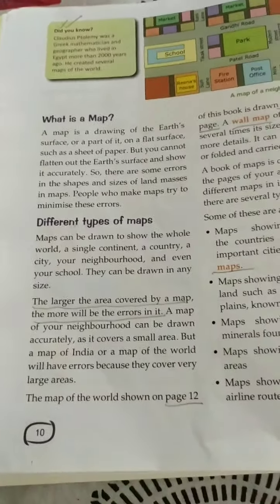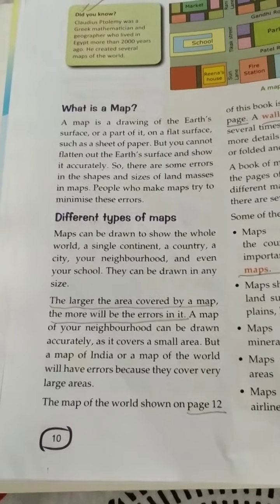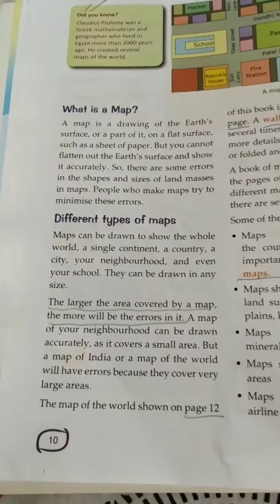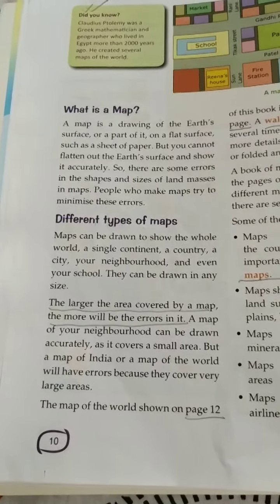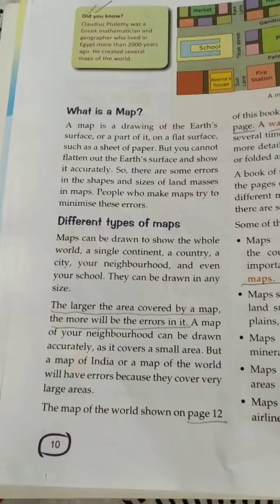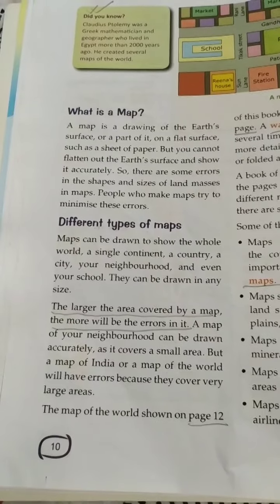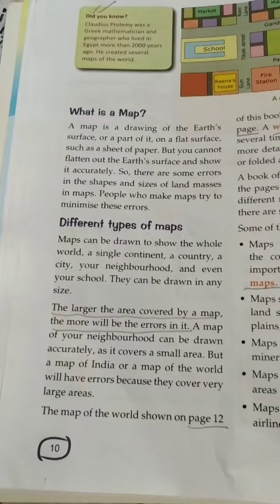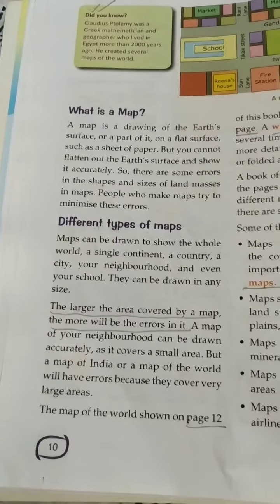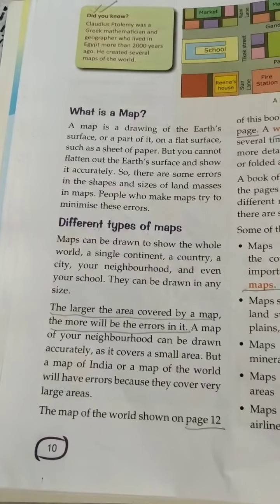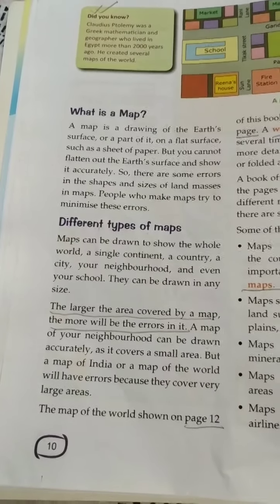Now we'll see the different types of maps. Maps can be drawn to show the whole world, a single continent, a country, a city, our neighborhood, and even our school. And all these that I have told about, the continent, country, world map, map of India, can be drawn in any size, either smaller or bigger.